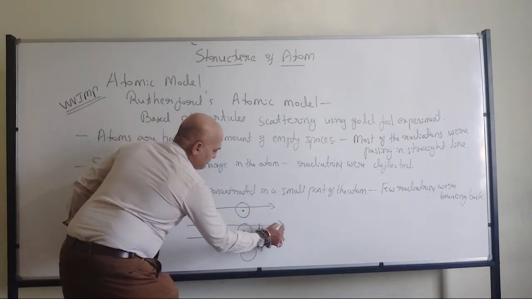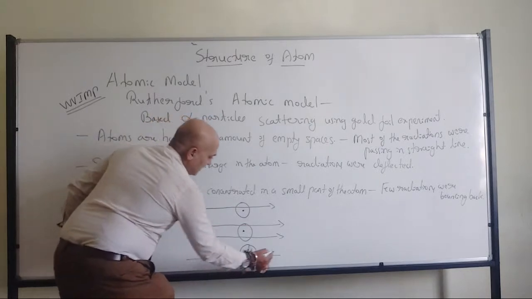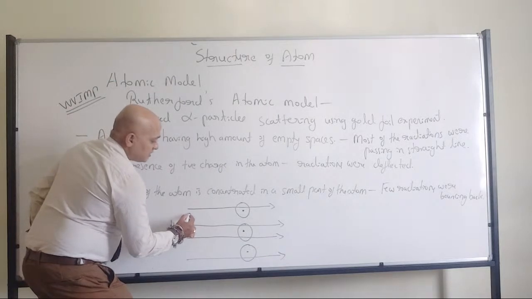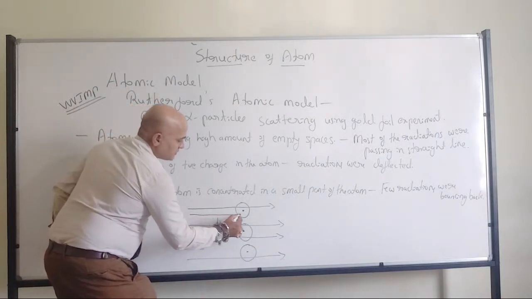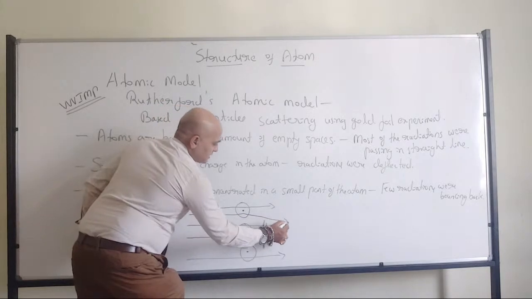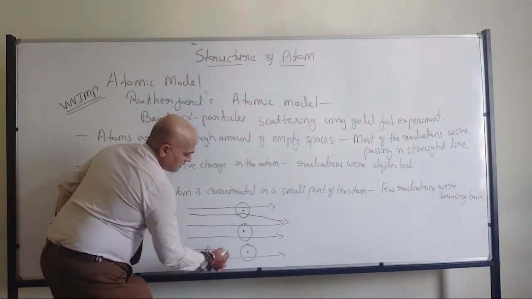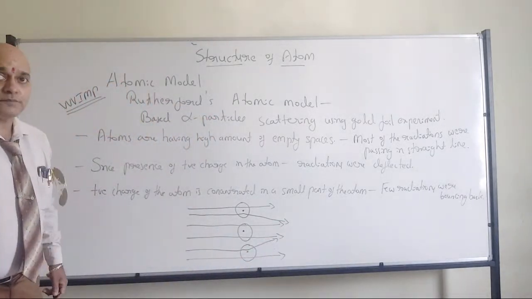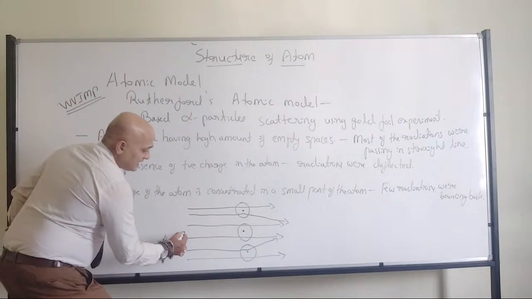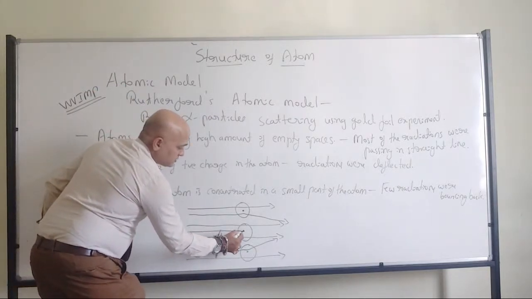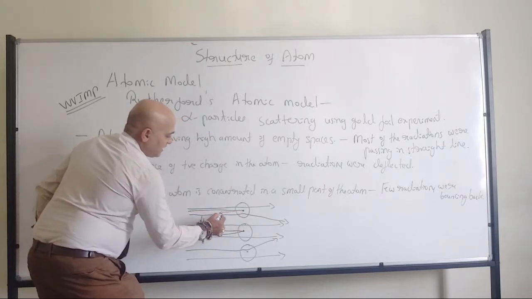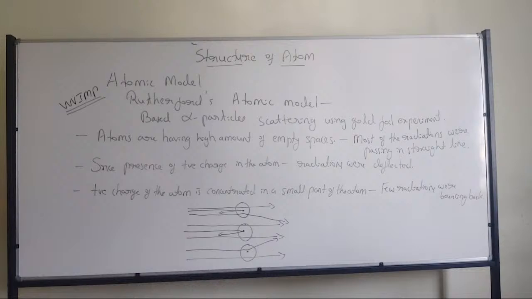Because there is an empty space, they were passing in a straight line. Now, whichever comes near to the positive charge will have a deflection. And only those radiations which are coming exactly opposite to that positive charge were coming back. So that's what this particular explanation talks about.